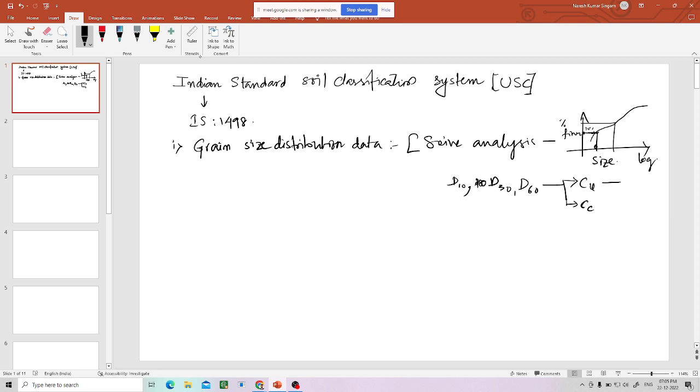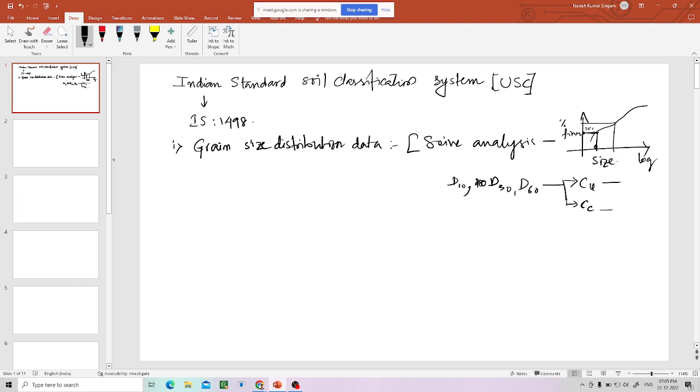So I told you the range which gives well-graded and poorly graded gradation. Well-graded means you have to have all sizes. Poorly graded means you will have only one single size, uniformly graded or poorly graded. This I have discussed already.